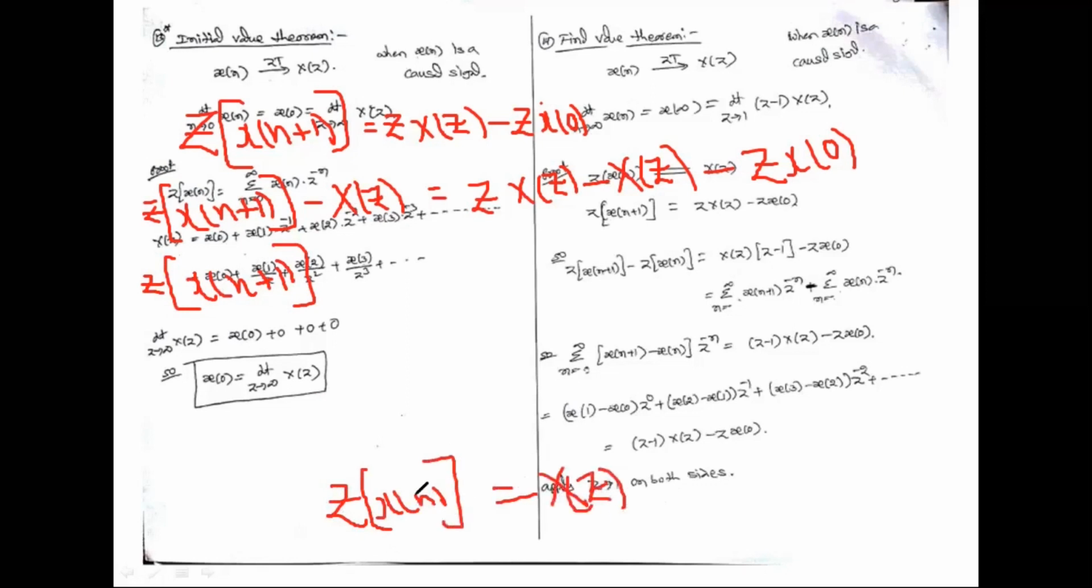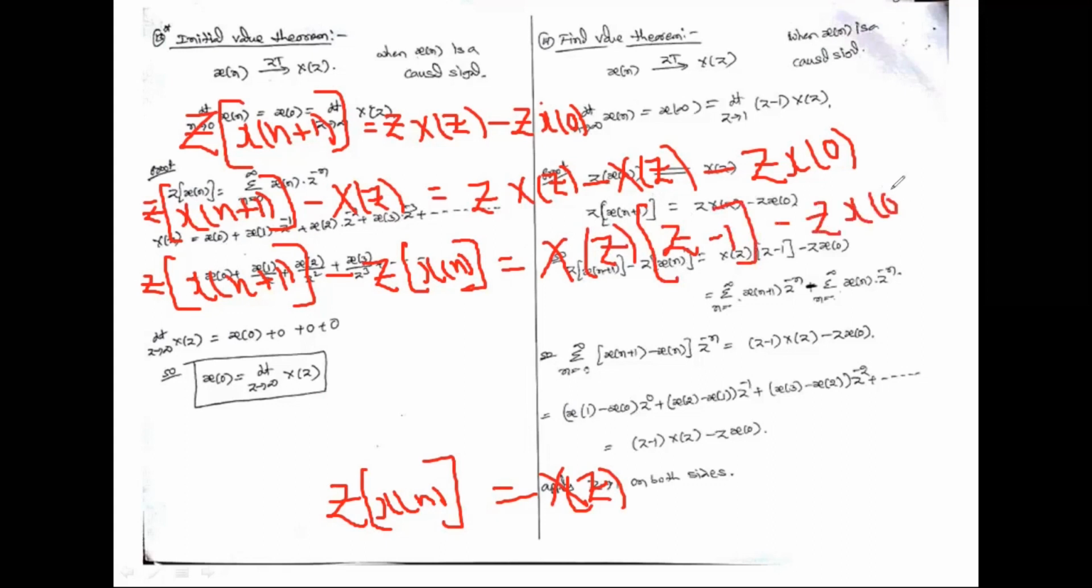Otherwise, x of n is a pair of x of z. I'm writing this x of z as the z transformation of x of n, which is equal to, taking the common factor, x of z. What is the multiplication factor here? z minus 1, minus z x of 0. Got it, my students?